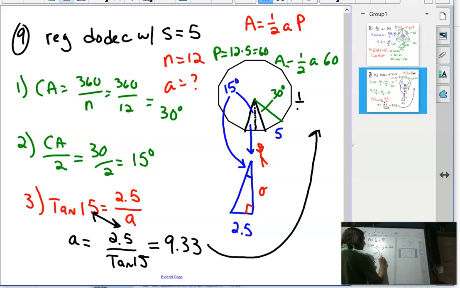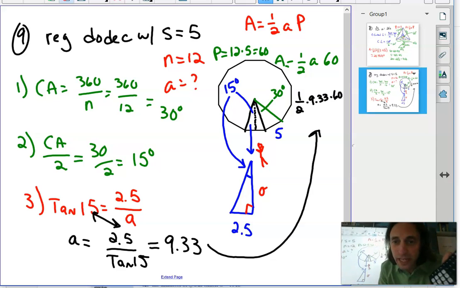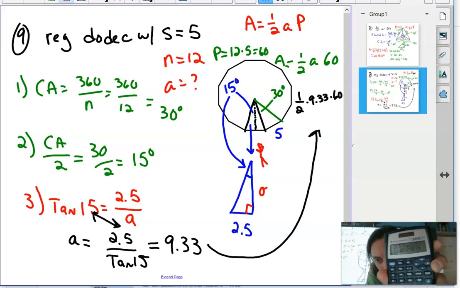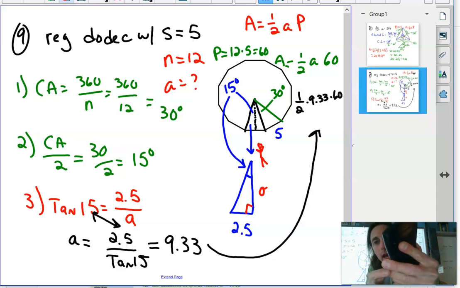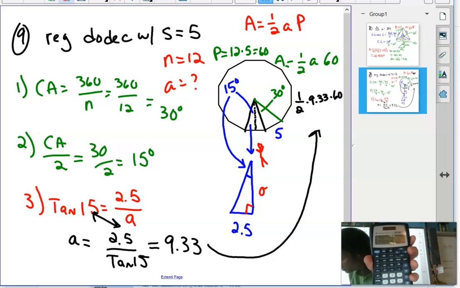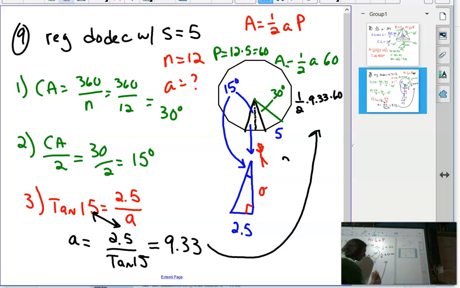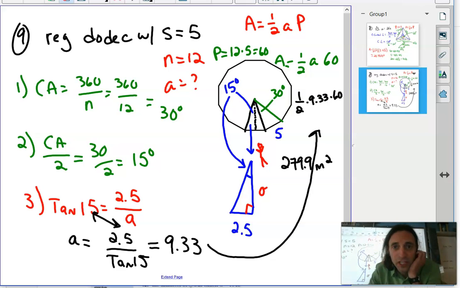So I get 1/2 times 9.33 times 60. So in my calculator, I know how to do half of 60. Half of 60 is 30. So I'm just going to take this 9.33 and times it by 30, and I get 279.9, and of course that is the answer in the book. And what are our units? We're in meters squared. Remember, area, 2 dimensions, you better have a squared unit.